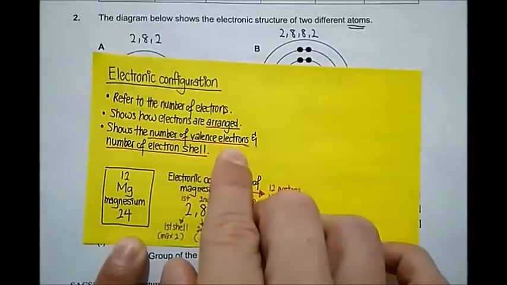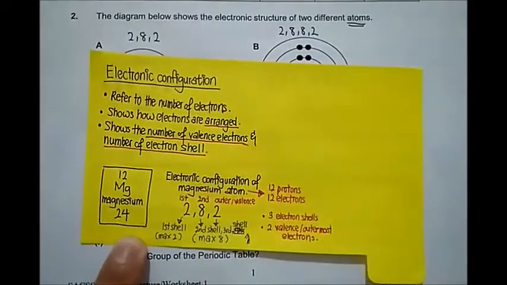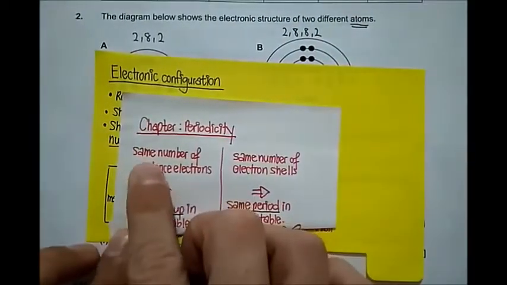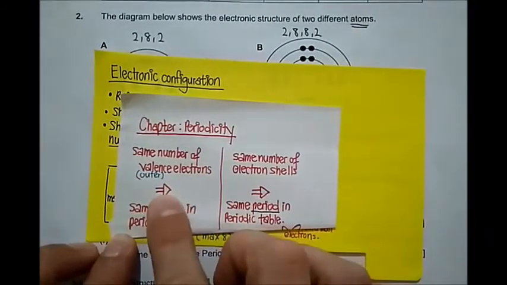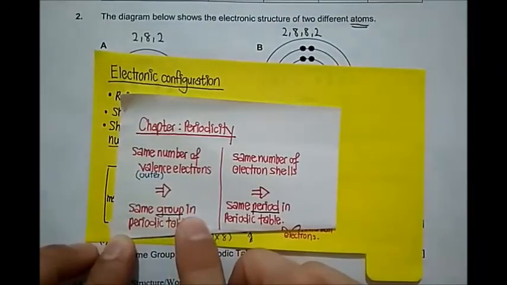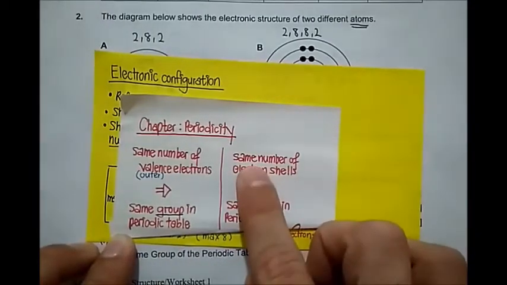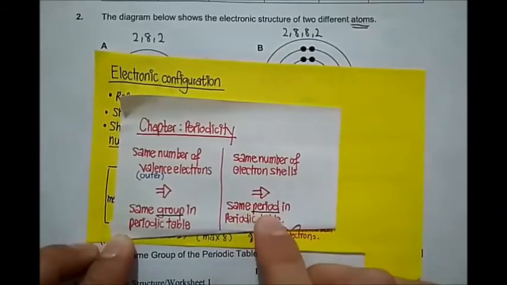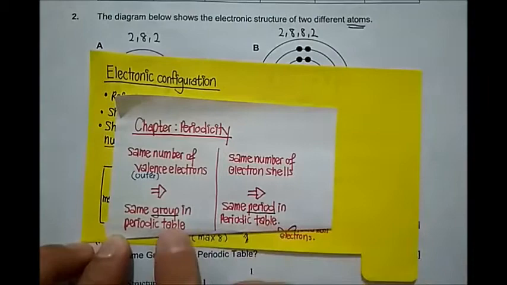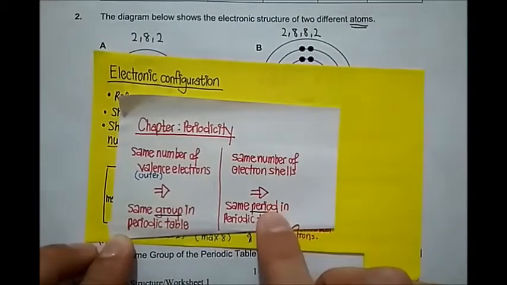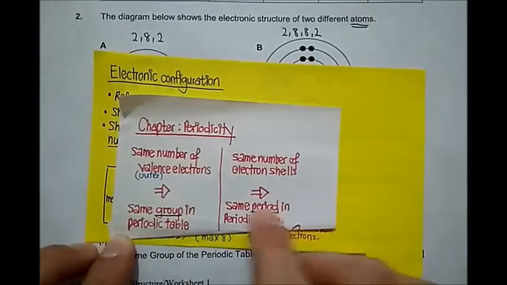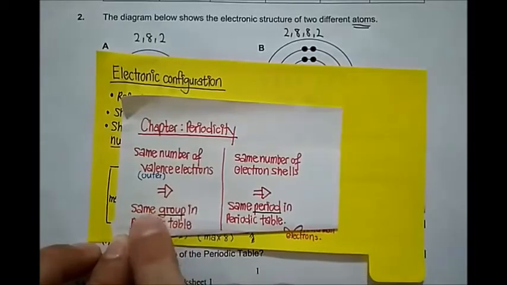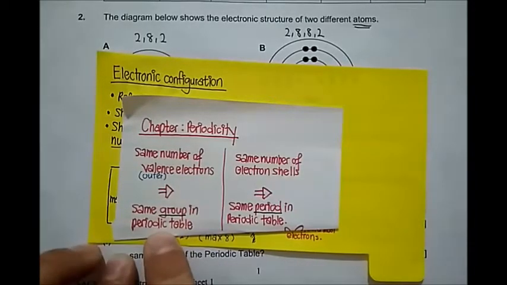With the number of valence electrons, we can determine in the next chapter, the chapter on periodicity, that if you have the same number of valence electrons, it will imply that you belong to the same group in the periodic table. If you have the same number of electron shells, it will imply that you belong to the same period in the periodic table. Group is the vertical column, period would be the horizontal row. Since they have the same number of valence electrons, elements A and B belong to the same group in the periodic table.